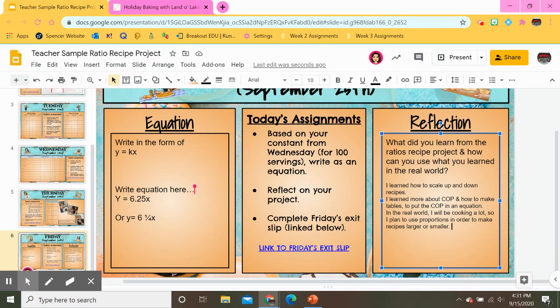And now we are going to go over the last thing you have to do for today before the weekend: complete Friday's exit slip. You can see it is right there below the link.